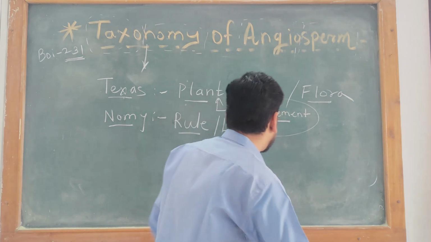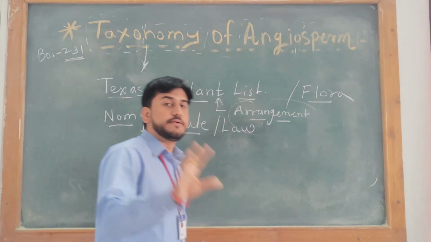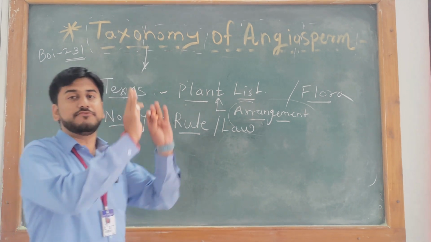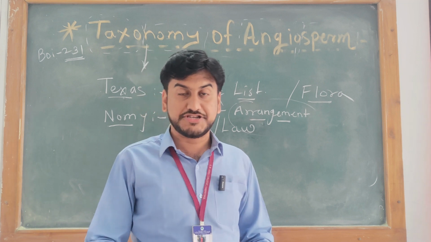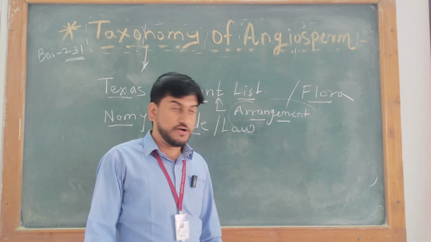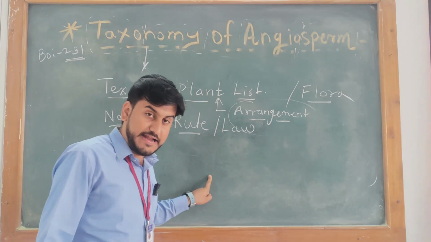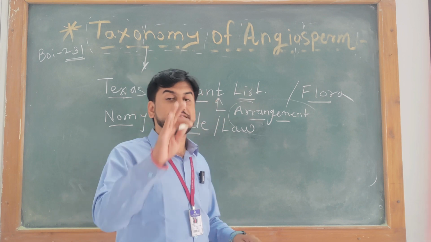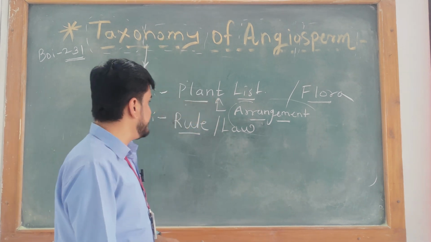Naming the plant means giving the specific name of the particular plant body. For example, in the selected population one plant is unknown. So you have to study this plant in detail and then give the specific name of the particular plant body.